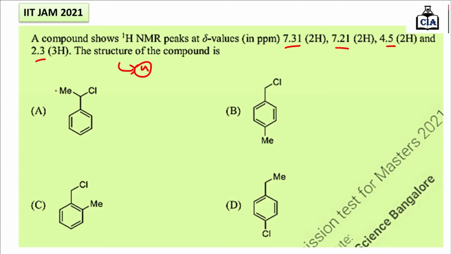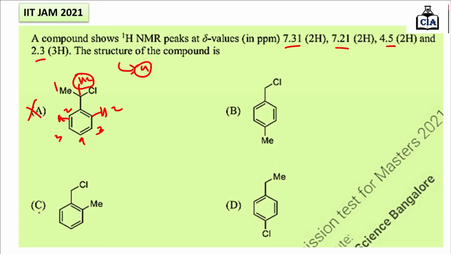So here the total number of types of proton will be 4. Here is the hydrogen of type 1, then these hydrogens are the second type, here is the third type, and this is the fourth type. But here there is a signal for 1H, and in the options there is no signal for 1H proton. So option A will be the incorrect option.